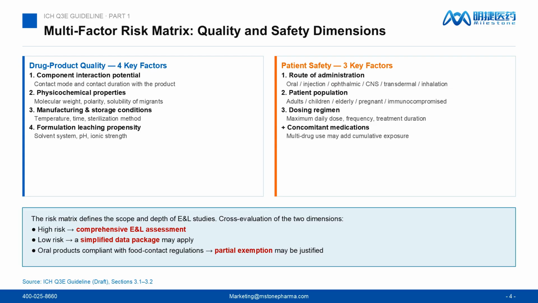Now the payoff, cross these 2 dimensions and you get your workload. High risk means a comprehensive E&L assessment. Low risk may allow a simplified data package. And oral products compliant with food contact rules may even be partially exempted. The matrix turns a vague question, how much testing do I need? Into a structured decision.